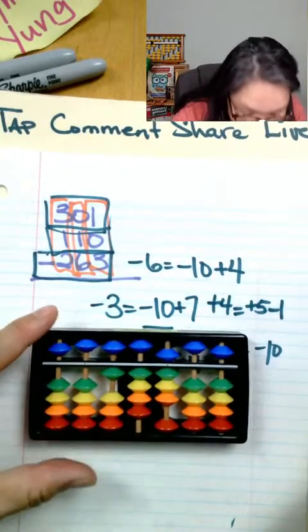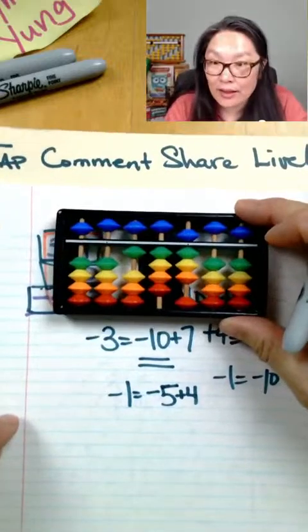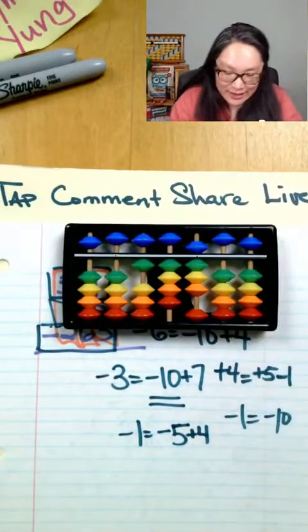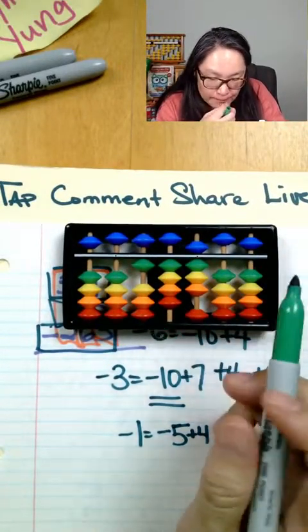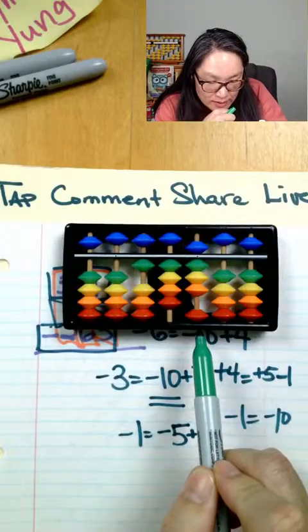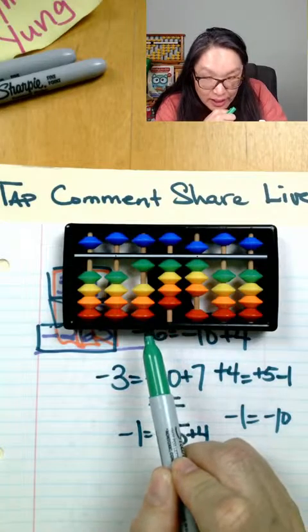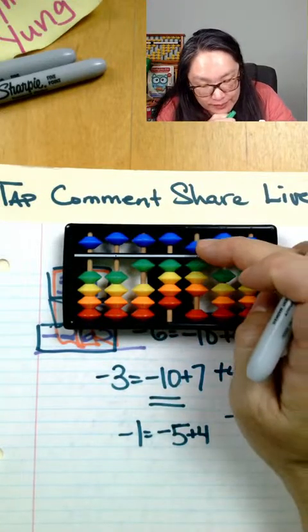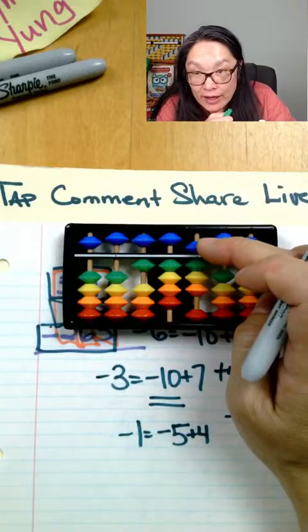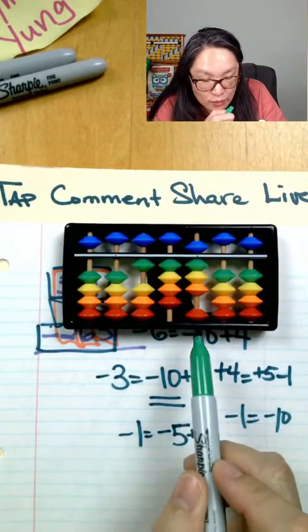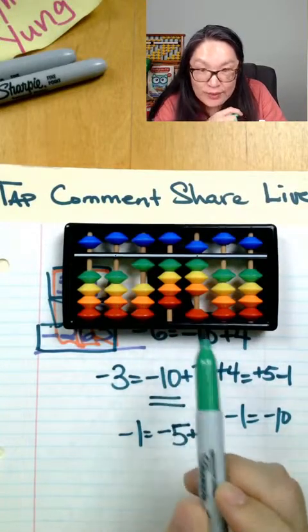So my answer is, anybody know what my answer is? What is my answer? Again, if I start with my 1s, my 10s, my 100s, the top bead is a value of 5. What is my answer on my abacus?